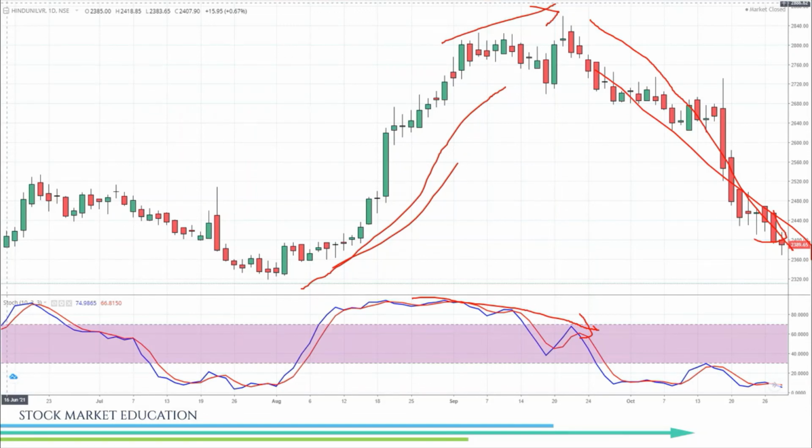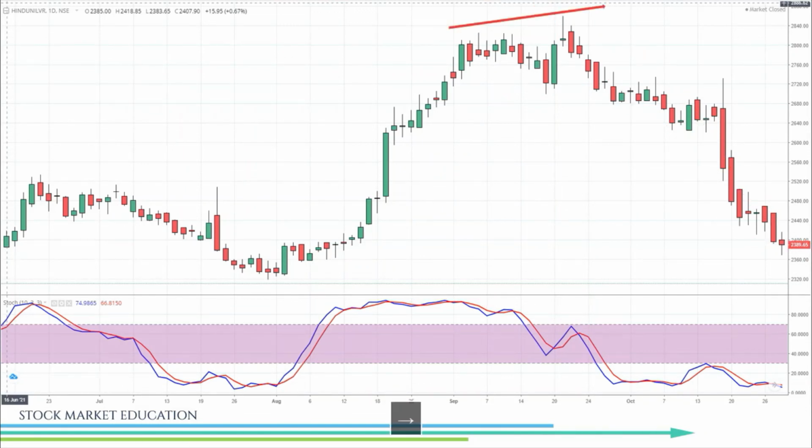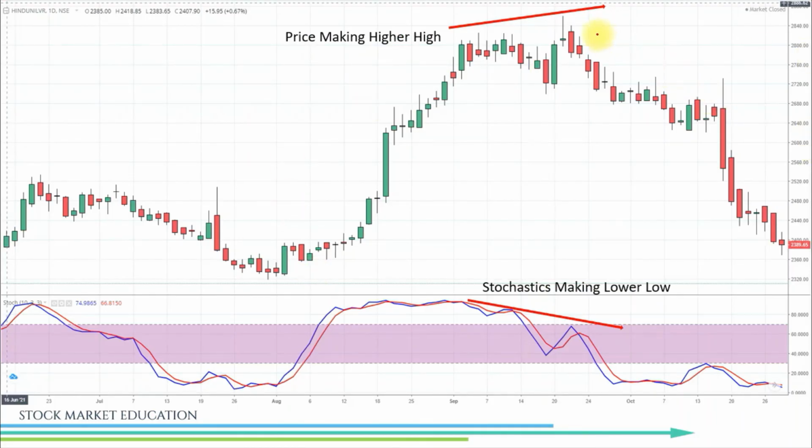So what is a bearish divergence exactly? When the price is making a higher high and the stochastics is making a lower high. So as you can see here in the chart, the price fell down from 2840 level to a level of around 2400. So it fell almost 400 rupees, right? So this could have been also a shorting opportunity.